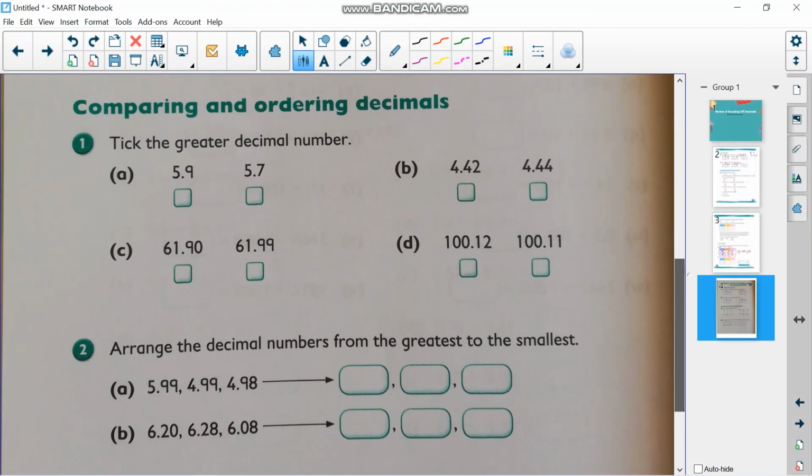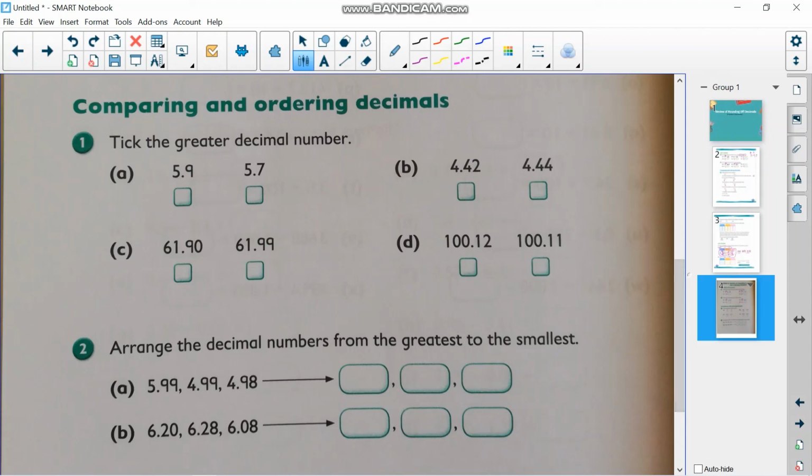For comparing and ordering decimals, number 1. Tick the greater decimal number. Letter A, which one is greater, 5.9 or 5.7? Of course, it's 5.9.